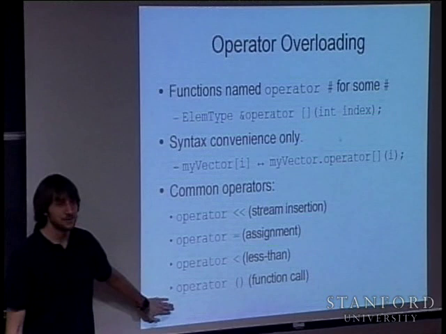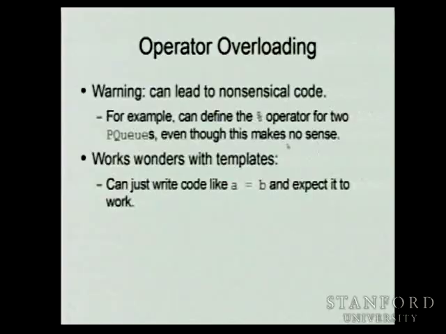Now, I think more than any other language feature in C++, except possibly multiple inheritance, this is the most widely criticized feature of the language. And the reason is that you can make things that make no sense legal, like defining the modulus operator for two PQs, like my PQ mod my other PQ. Anybody here think of a sensical interpretation of what it means to mod one PQ by another? If you do, please send me an email or shout it out right now, because I can't think of one. But you can make it legal. I don't know why you would, but you can.